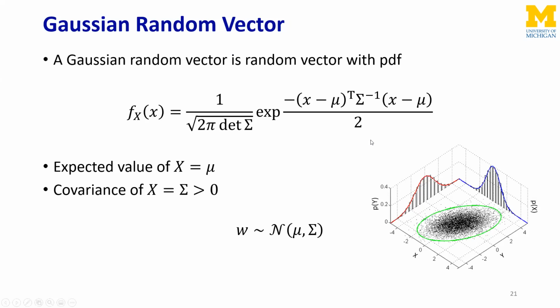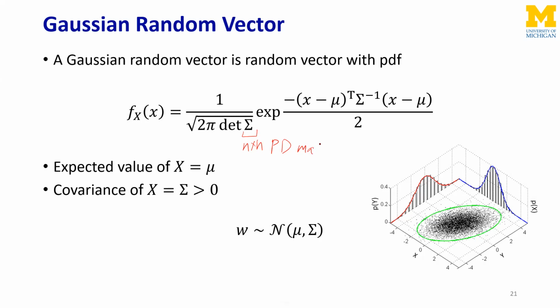So before we go into optimal state estimation and the Kalman filter, I just want to mention something about the Gaussian random vector, because we are going to assume that a lot of things are Gaussian random vectors. A Gaussian random vector is not really special, it's just a random vector whose probability distribution function is given by this expression. Here, sigma is an n by n positive definite matrix.